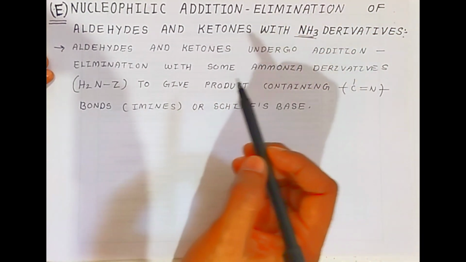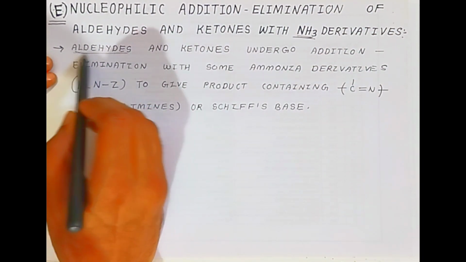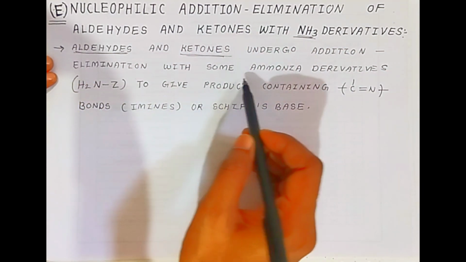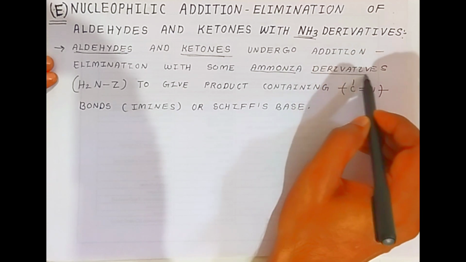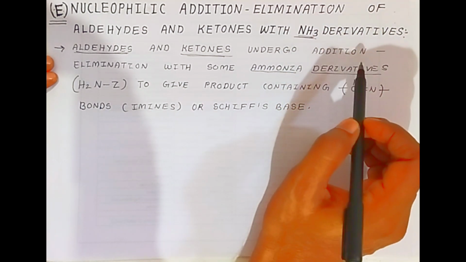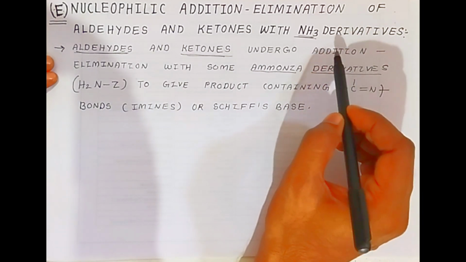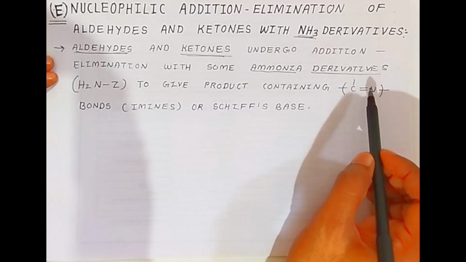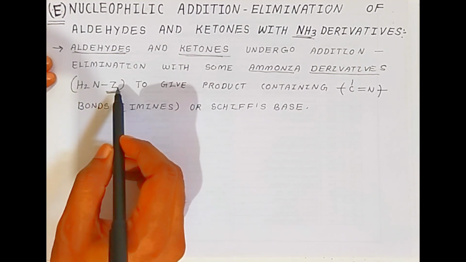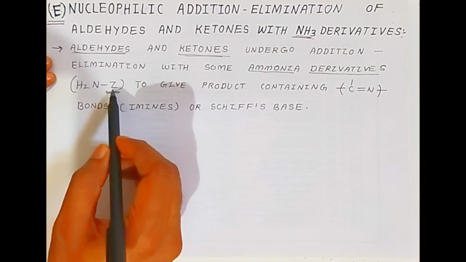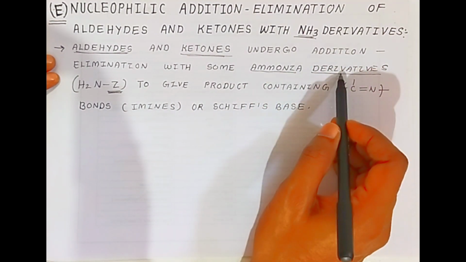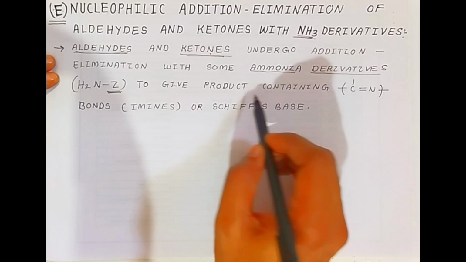Okay students, aldehydes and ketones undergo addition-elimination with some ammonia derivatives. Ammonia derivative means one or two of the hydrogens of ammonia are replaced with other groups. Here, one of the hydrogens of ammonia we are going to replace with Z, so it is called NH₂Z. That is the ammonia derivative. When these ammonia derivatives react with aldehydes and ketones, they give a product.